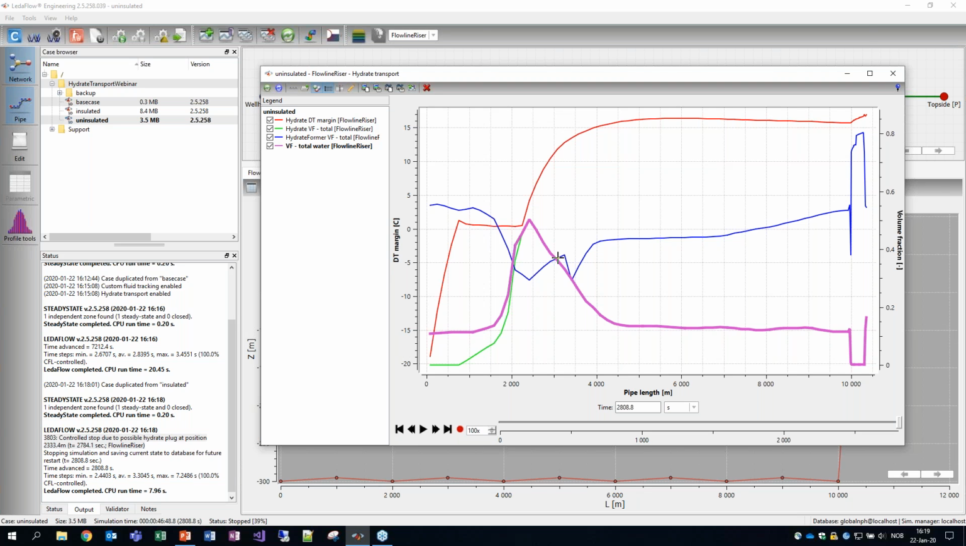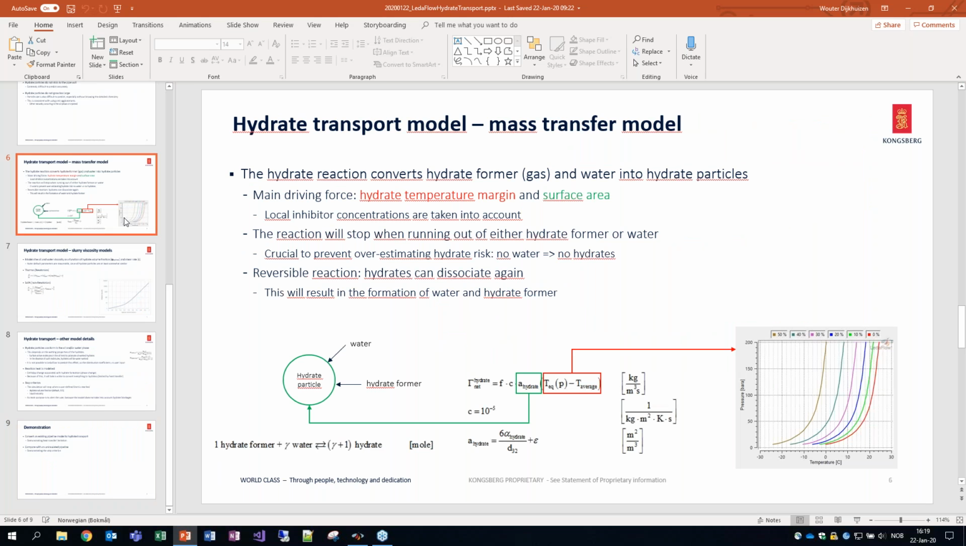First question, mass transfer rate calculations, a constant hydrate particle size is considered. Is that a realistic assumption? Very good question. I will just go back to the formula. So basically, the way this reaction is built up, we are indeed assuming a constant particle size. So this is kind of an average particle size.